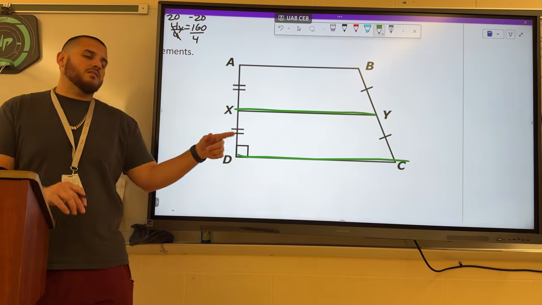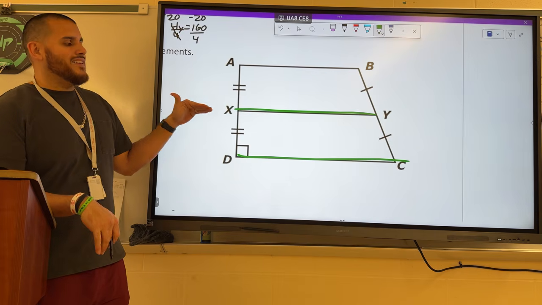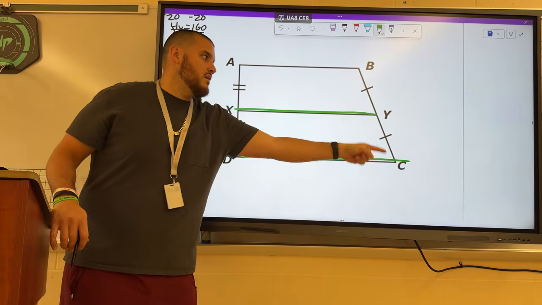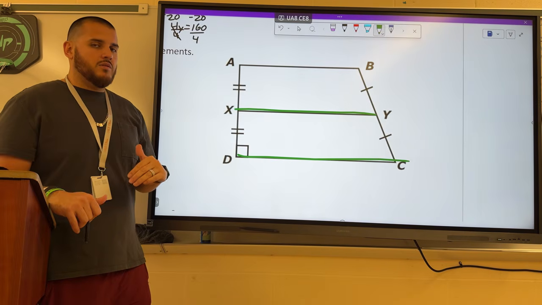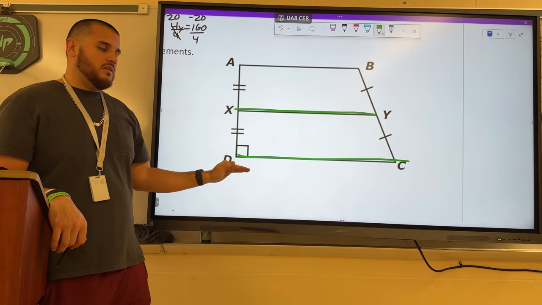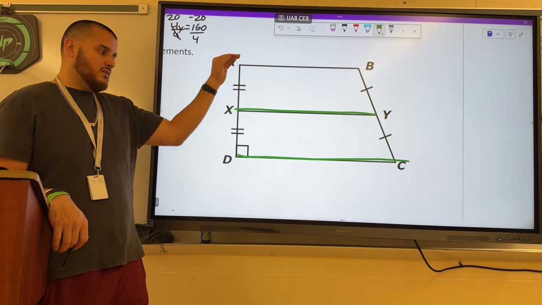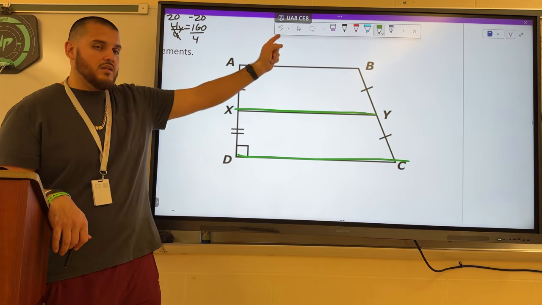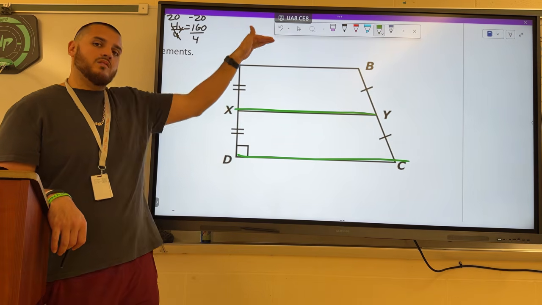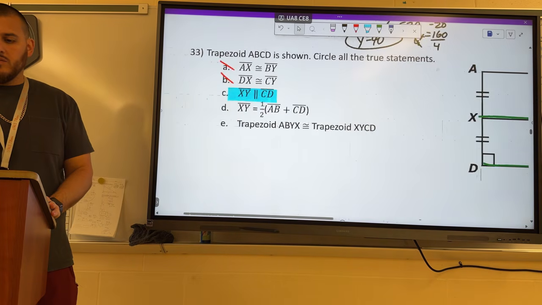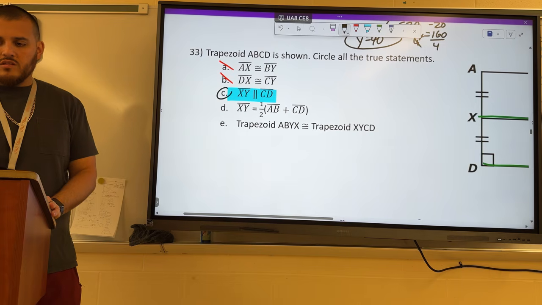Because of the marks on the sides, we know that XY is called a mid-segment. Mid-segments connect the midpoints of the legs on our trapezoid. And mid-segments are indeed always parallel to the sides that they don't touch, the bases of our trapezoid. So not only do we have one pair of parallel sides here, AB and CD, mid-segments will also be parallel to both of those sides. So that statement is absolutely true. That is one for us to circle.